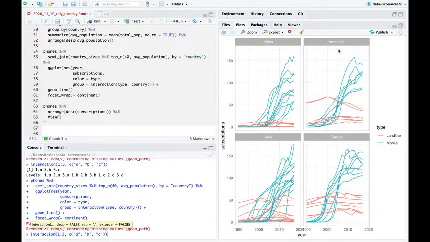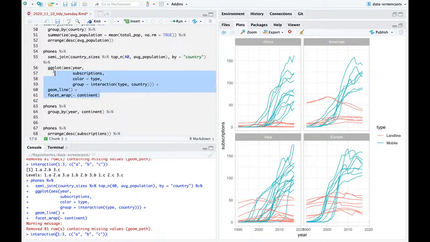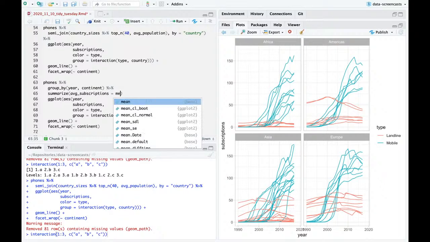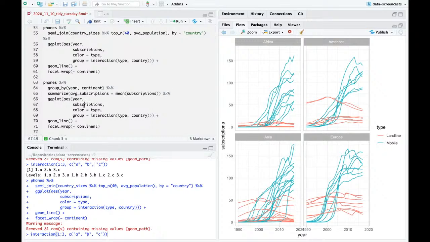So these are for the largest countries. For the largest countries in the world, we see like, okay, Africa has mobile take off, Americas, Asia, Europe. This is one way to visualize it. I also could have said group by year and continent and visualize it from that point. Group by year and continent, summarize average subscriptions. At that point, I wouldn't need color equals type.